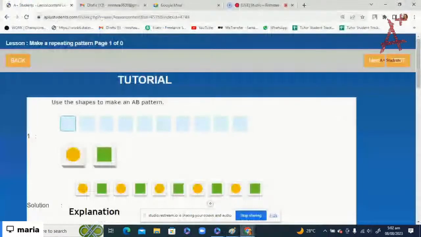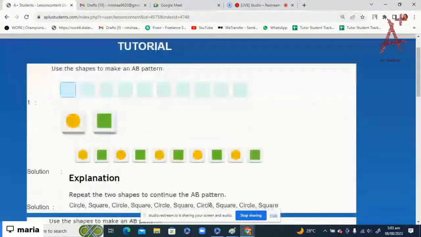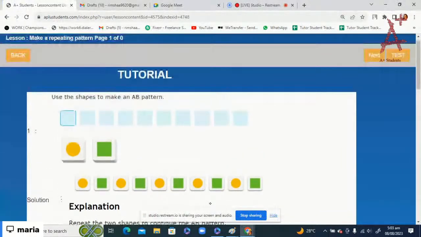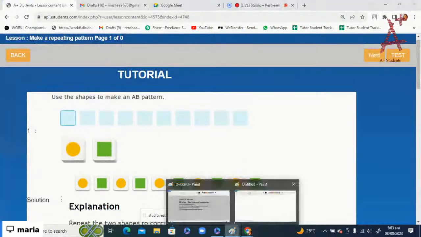Let's do a question. Start from question one. Use the shapes to make an AB pattern. Here A is your circle and B is your square. I'm going to use these shapes to make this pattern. Repeat the two shapes to continue the AB pattern. First, which shape are you going to put here? Circle, then square.